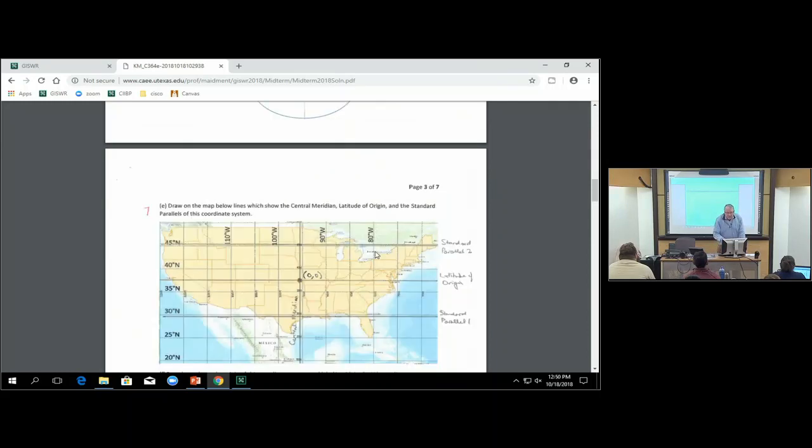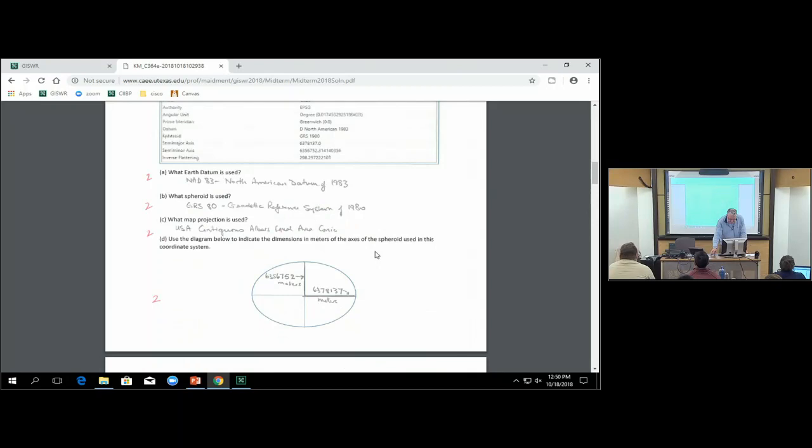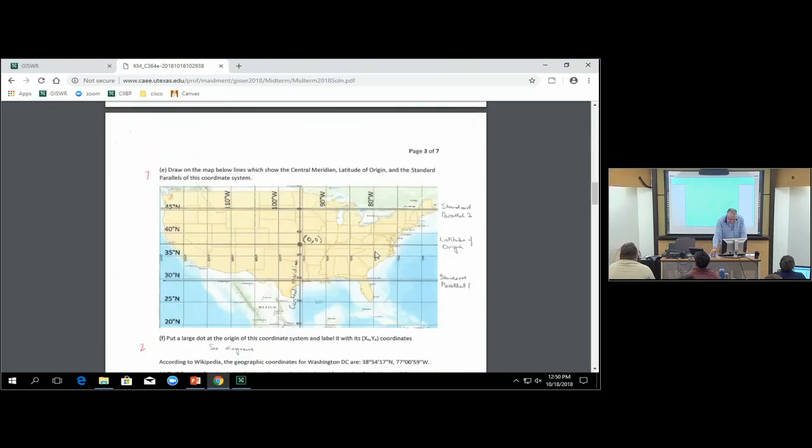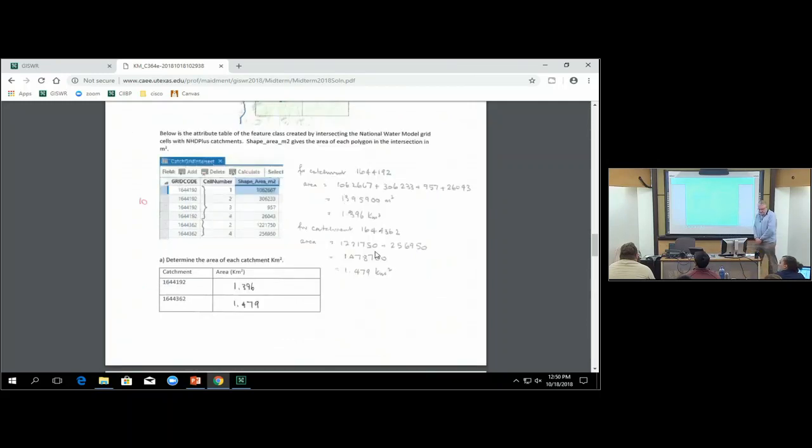Okay, any questions about that? Maybe there's one more comment. There's also an important thing we're learning, which is a sense of scale and the sort of numbers we're dealing with. Question 3 brought that out, where the shape areas were in square meters and the question asked for them in square kilometers. It said those were 2 kilometer by 2 kilometer boxes, so you should be getting an area on the order of 1 to 2 square kilometers, and that should give you a reality check.